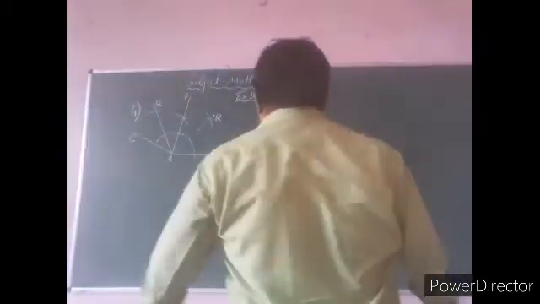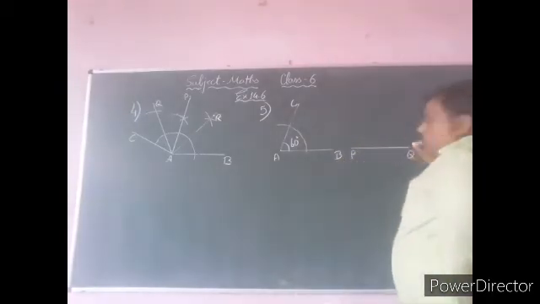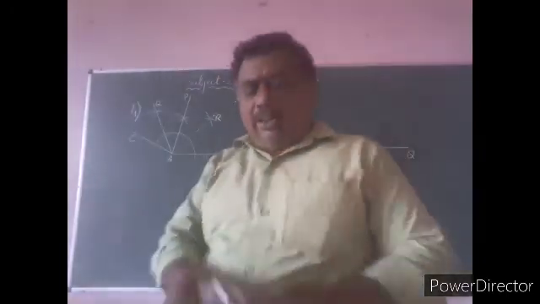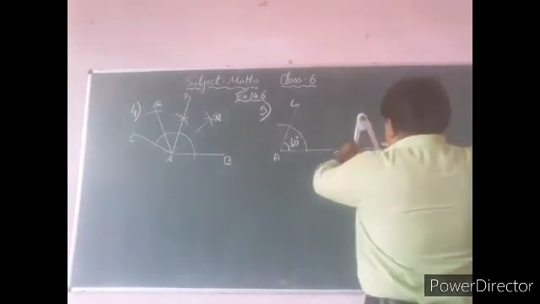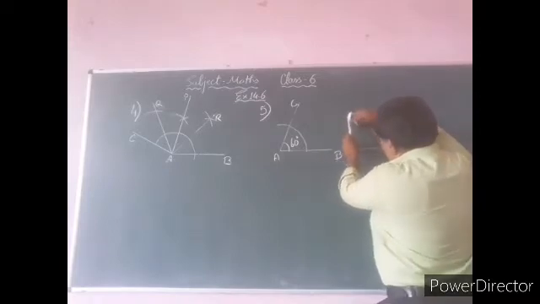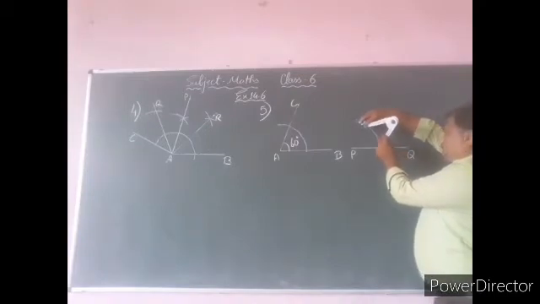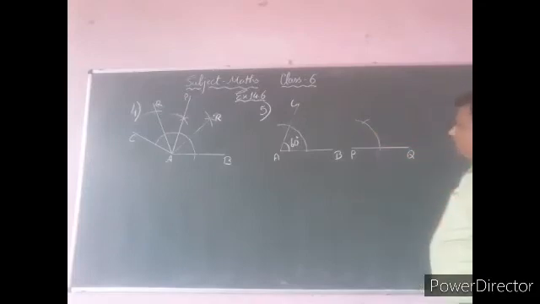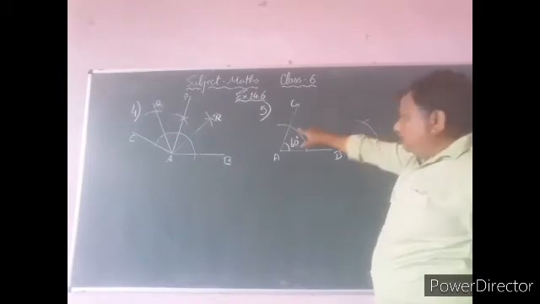Now 30 degree. Draw a line PQ, mark an arc of any radius with center P. Of the same radius, mark an arc here. Now this is 60 degree. If we join P with this point, it will be 60 degree in this way.